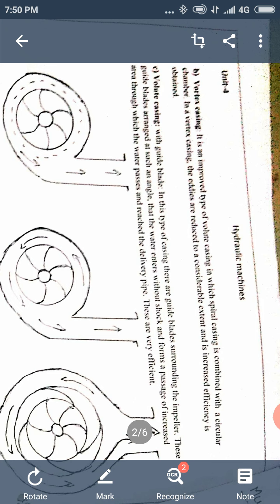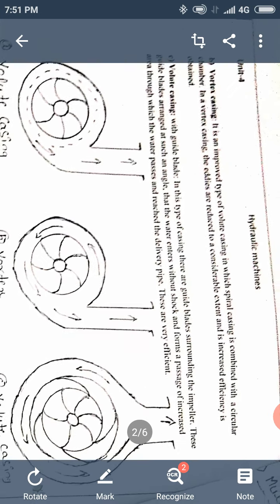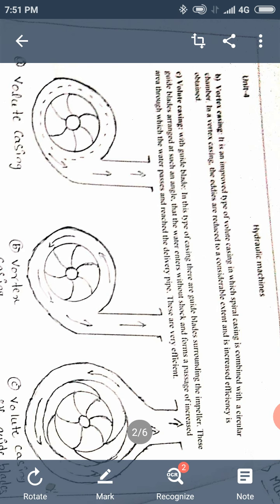Then vortex casing. It is an improved type of volute casing in which the spiral casing is combined with the circular chamber. In the vortex casing, the eddies are reduced to a considerable extent and increased efficiency is obtained.